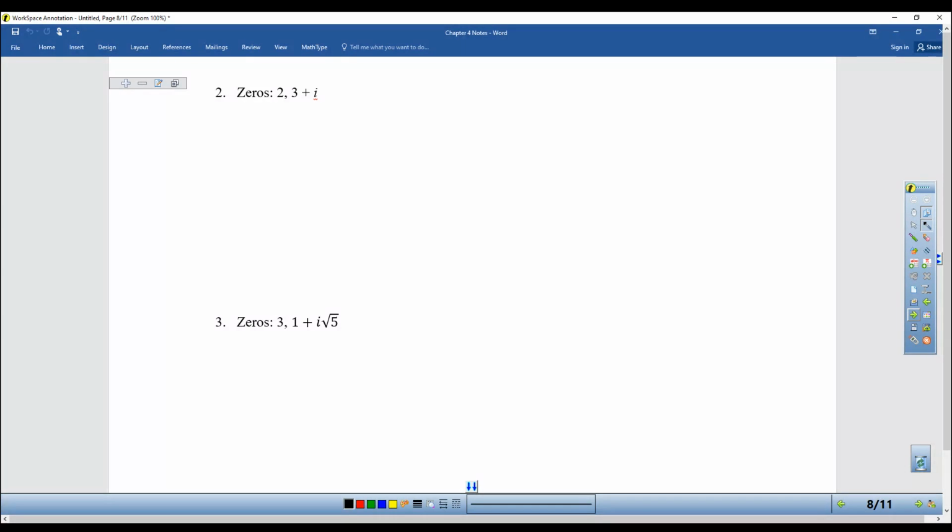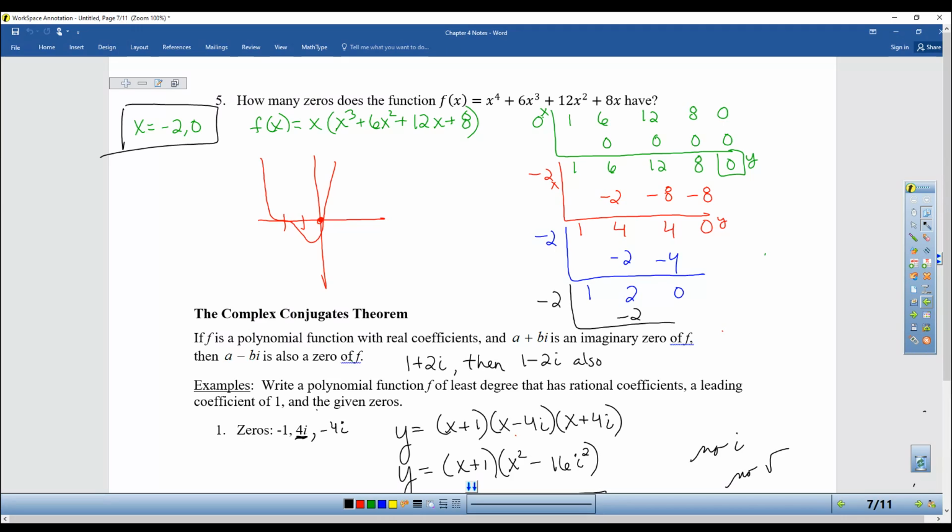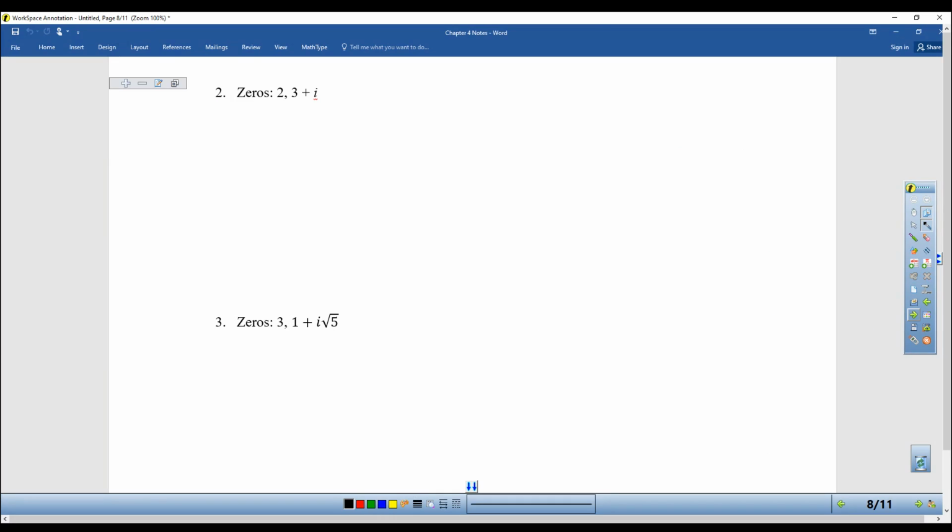Now, it does get harder. This one was easy because it wasn't actually 1 plus 2i. It was just the -4i. It is about to get a little harder. So I'll use f of x this time. I'm just going to switch back and forth between y and f of x to remind you that they're interchangeable. They have different uses, but they have the same meaning.